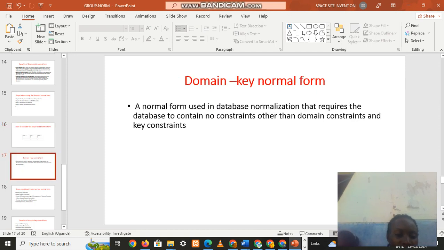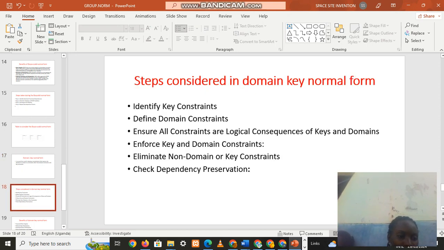And lastly we have domain key normal form. A domain key normal form is a normal form used in database normalization that requires the database to contain no constraints other than domain constraints and key constraints. The steps considered during domain key normal form: we have to identify key constraints. Firstly, we have to define domain constraints. We ensure all constraints are logical consequences of keys and domains. We enforce key and domain constraints. We eliminate non-domain or key constraints, and we check dependency.